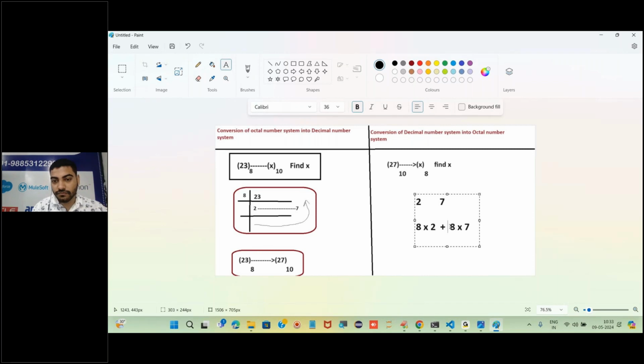So now you see what are the values we have, 2 and 7. What is the base of this? What are we converting? Decimal into octal. So what are we using? 8. Base is what? 8. Why are we not using 10? 10 is the default value. We can't use 10 as a base. That's why we are using 8. 8 is the base of octal. 8 multiply with this number.